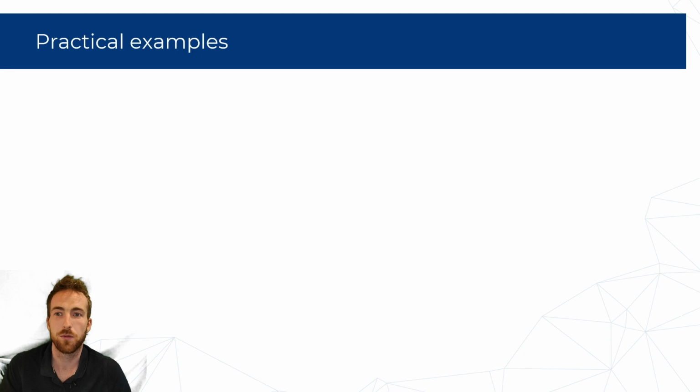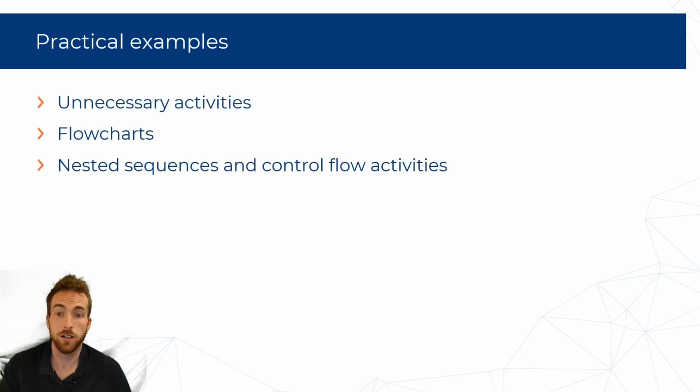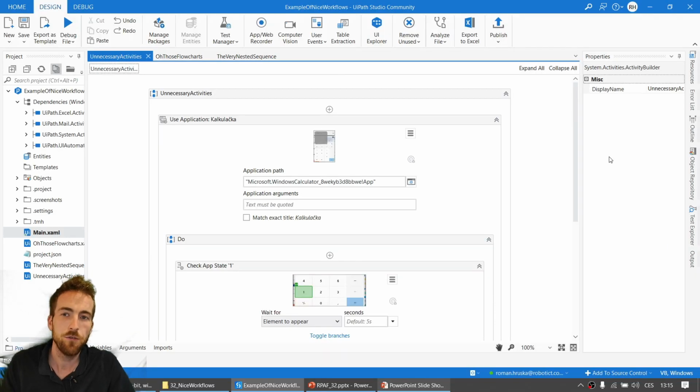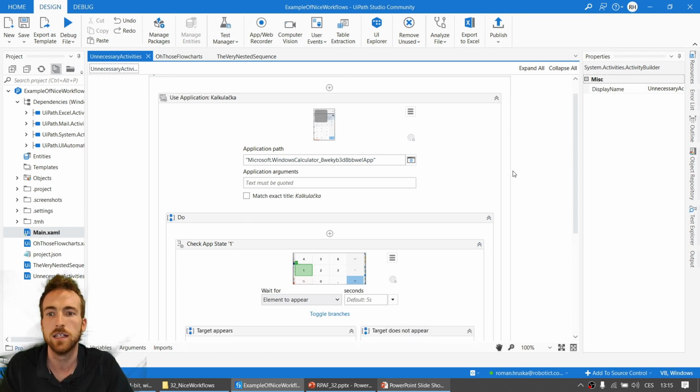Let's start with the practical examples. I have three: unnecessary activities, flowcharts, nested sequences, and control flow activities. Let's take a look. So the first example I called unnecessary activities, what I've seen. So this example can maybe be connected to something else, right? But it's a simple example to maybe ring your bell, to build a connection, to maybe change your thinking about things. So it's very easy.